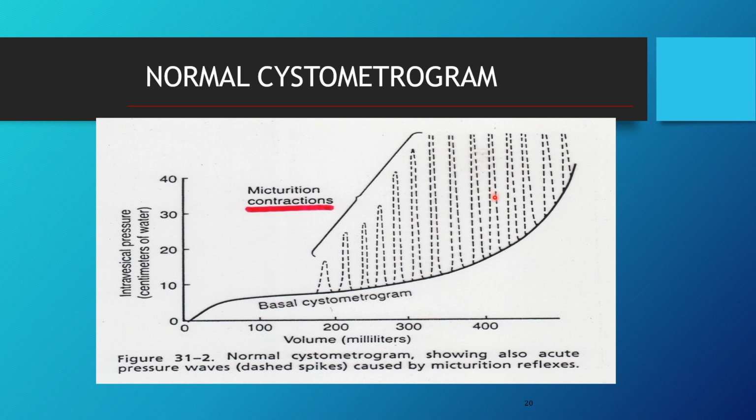So this is a graphical recording, a normal cystometrogram. The micturition contractions in the bladder start increasing, with intravesicular pressure on the y-axis. As the volume is increasing, pressure is increasing, and vice versa. The basal cystometrogram is like this, and the graph goes on like this. It shows acute pressure waves, spikes caused by micturition reflexes.